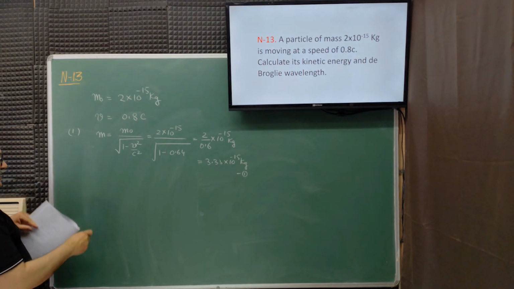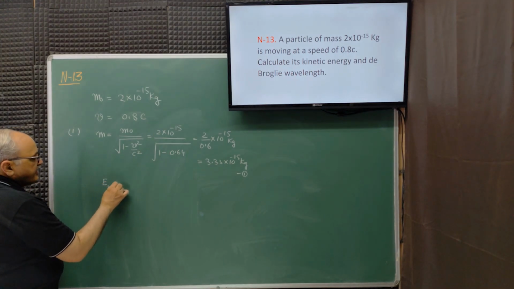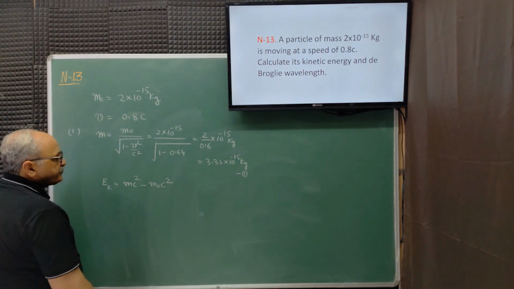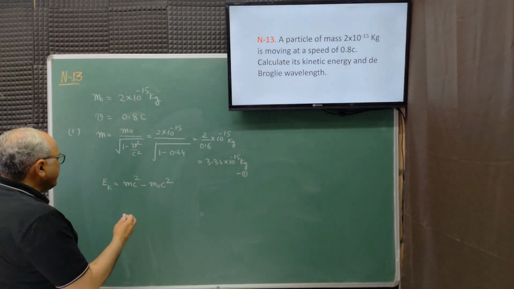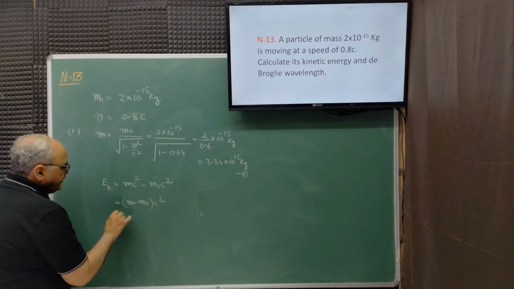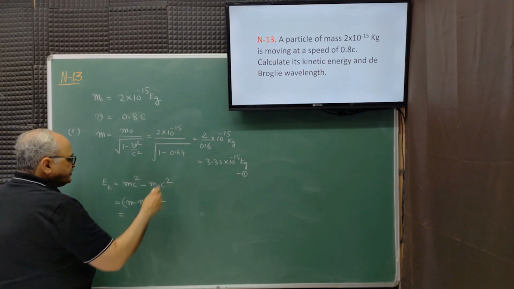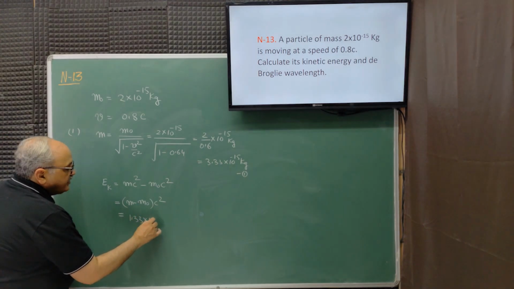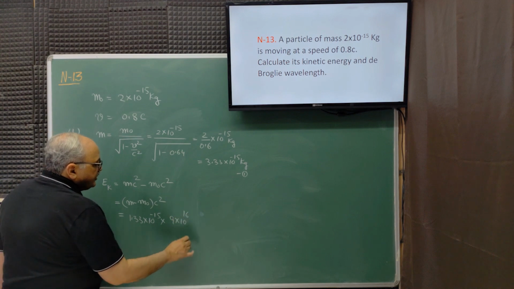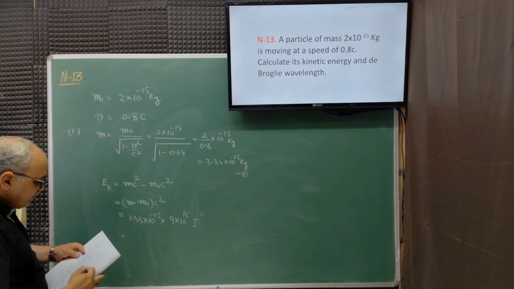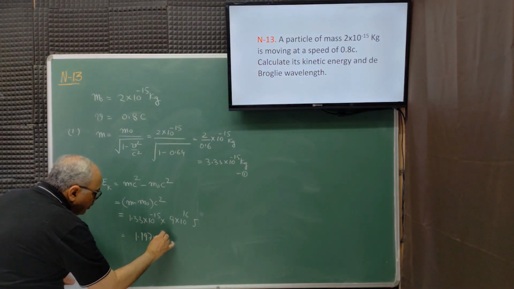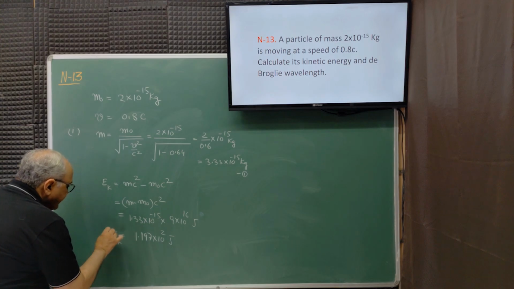Now to find the kinetic energy Ek, we will use the relation mc squared minus m0 c squared, the relativistic mass-energy relation. So it is (m minus m0) times c squared. 3.33 minus 2, that makes it 1.33 times 10 to the power minus 15, and c squared gives you 9 times 10 to the power 16 joule. If you simplify it, this comes out to be 1.197 times 10 to the power 2 joule. This is the kinetic energy.